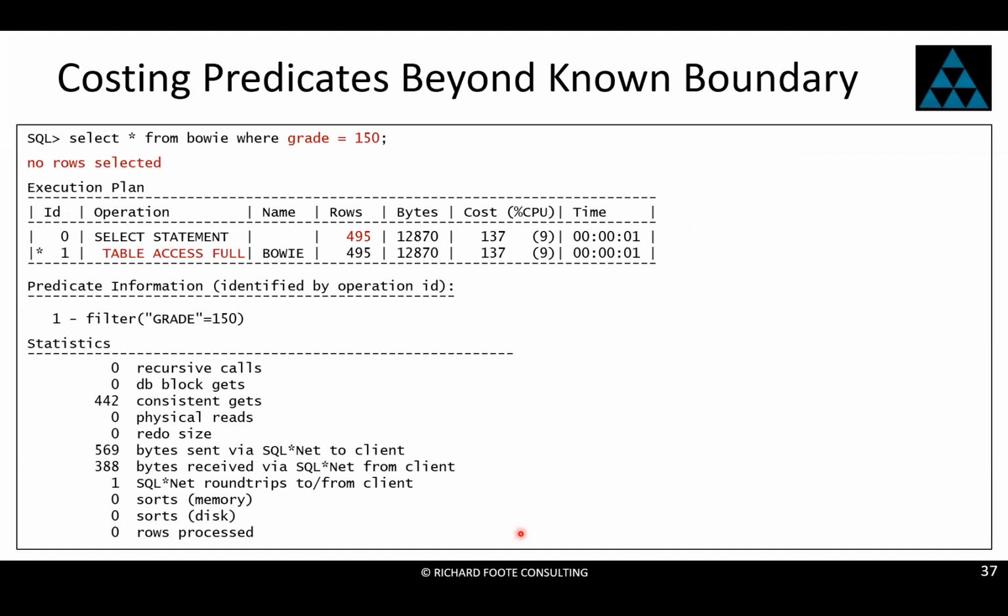Now, a problem that we can get ourselves into is when we start querying data that is beyond the known threshold of data. My maximum grade is 100, and I'm saying I want where it's 150. Now, no rows have been selected, right?